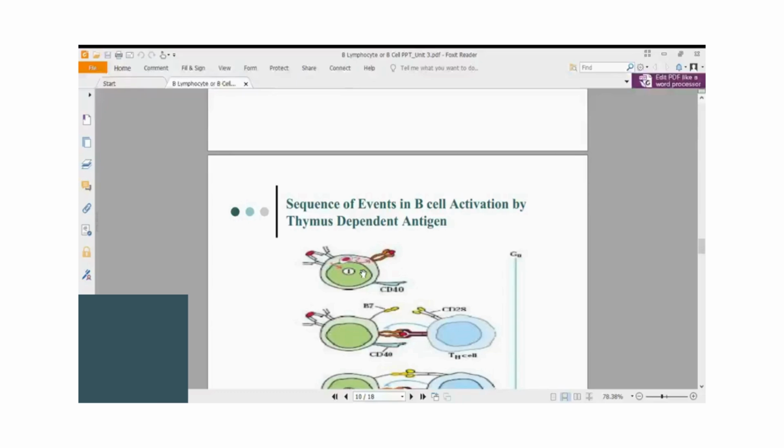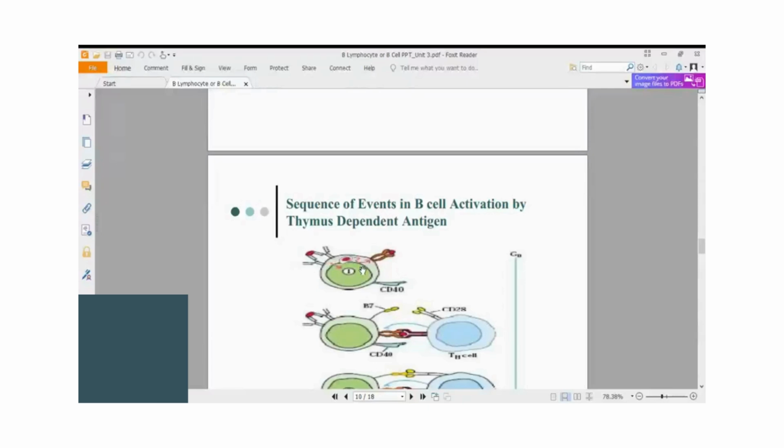If the antigen is very low, that is 1000 times lower in concentration, then a very small quantity, nanomole, micromole level of the antigen is present. At that time, the B lymphocyte by itself can process the antigen. But if the antigen is present in large quantities, it will be processed by the professional antigen presenting cells, that is macrophages and dendritic cells.